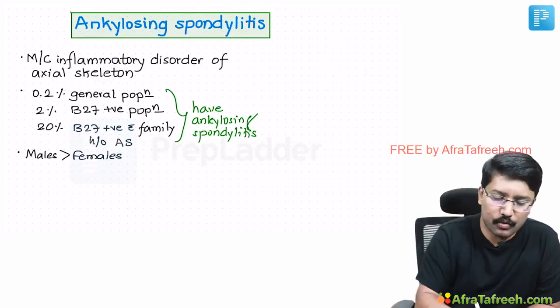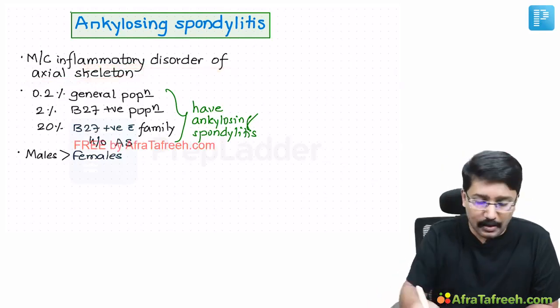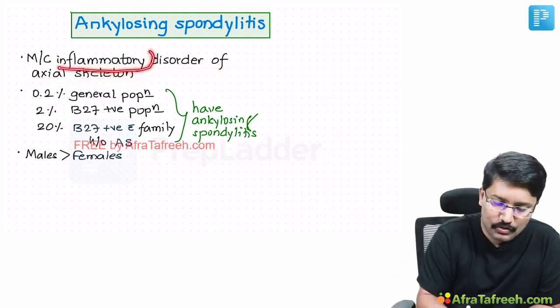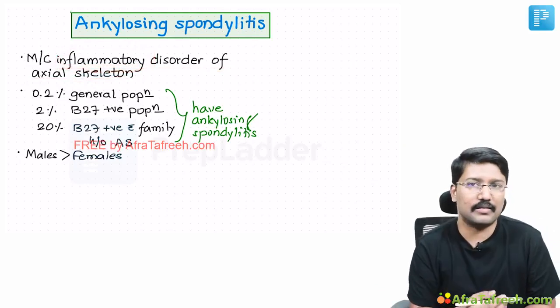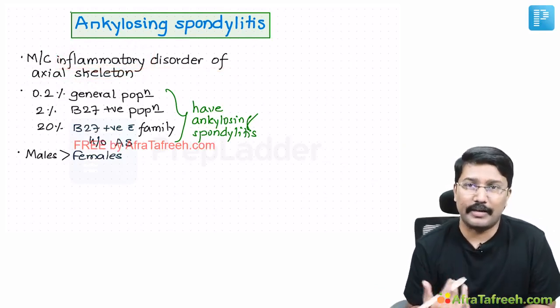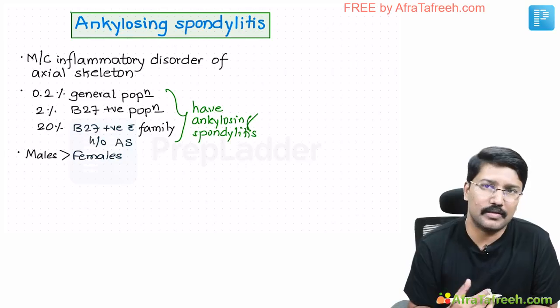Ankylosing spondylitis is the most common inflammatory disorder of the axial skeleton. Pay attention to my wording. I say most common inflammatory disorder of the axial skeleton. So basically I am talking about an inflammatory arthritis which is affecting the axial skeleton.